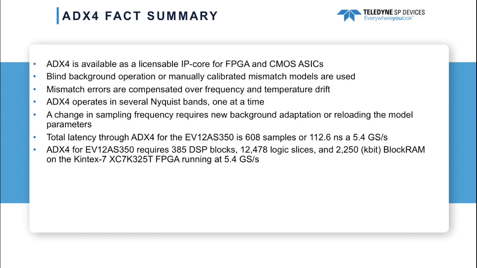ADX4 is available as a licensable IP core for FPGAs and CMOS ASICs. Blind background operation or manually calibrated mismatch models are used. Mismatch errors are compensated over frequency and temperature drift. ADX4 operates in several Nyquist bands, one at a time. A change in sampling frequency requires new background adaptation or reloading the model parameters.